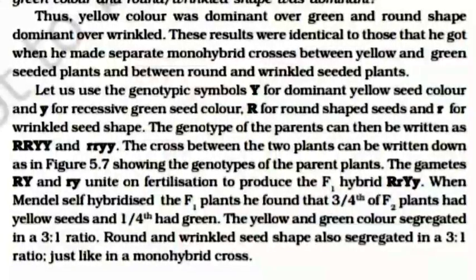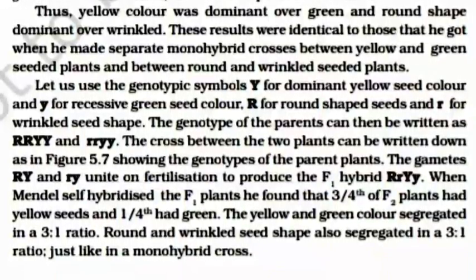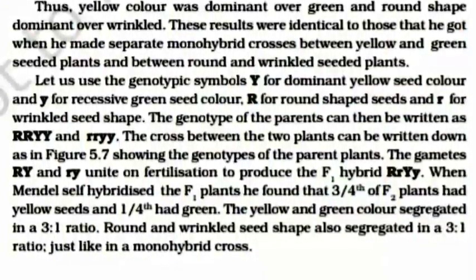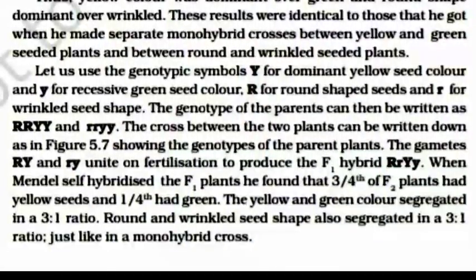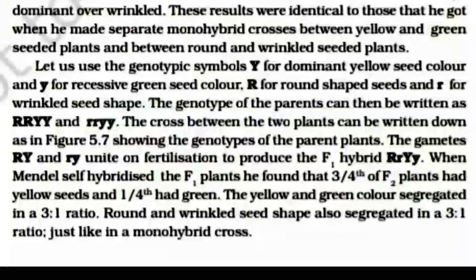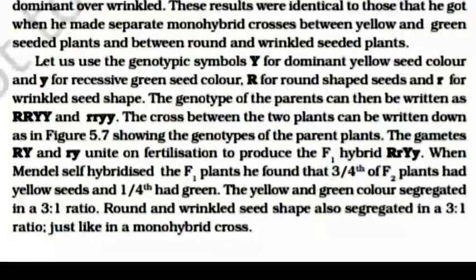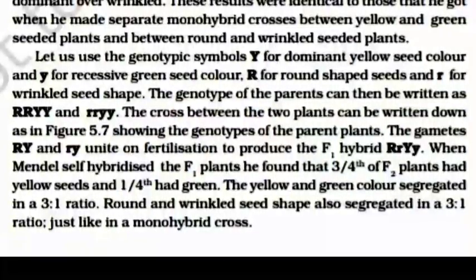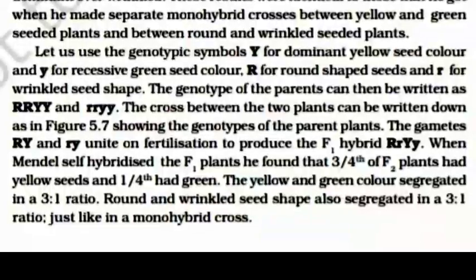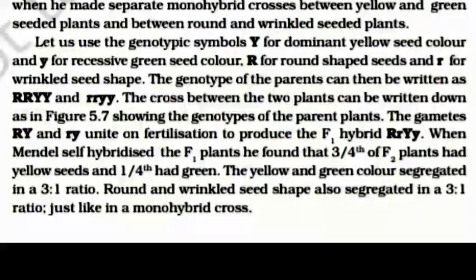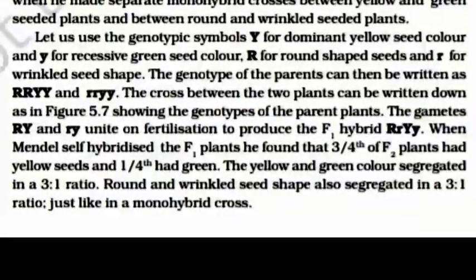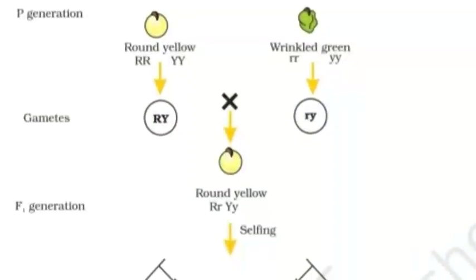F1 hybrids capital R small r, capital Y small y. When Mendel self-hybridized the F1 plants, he found that 3/4 of the F2 plants had yellow seeds and 1/4 had green. The yellow and green color segregated in a 3:1 ratio. Round and wrinkled seed shape also segregated in a 3:1 ratio, just like a monohybrid cross.